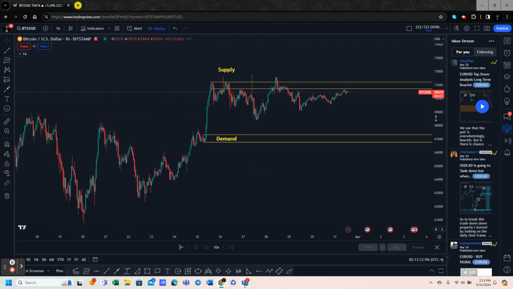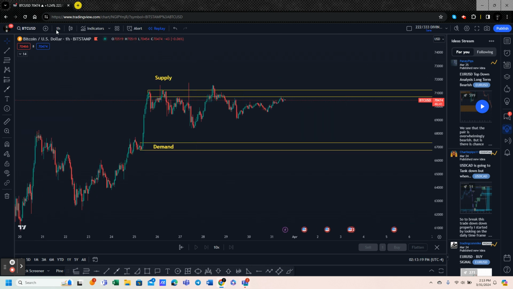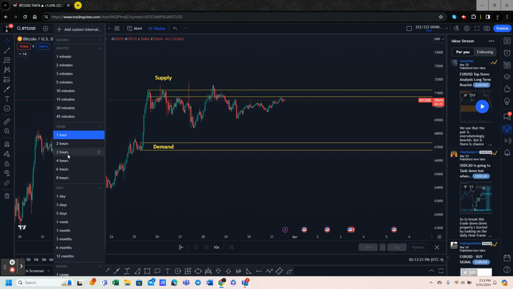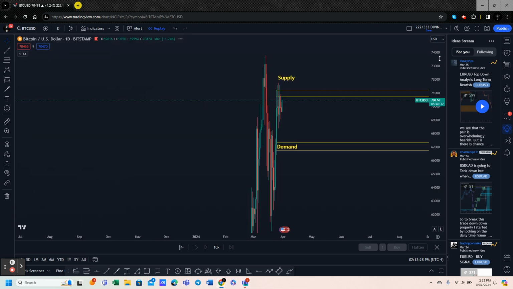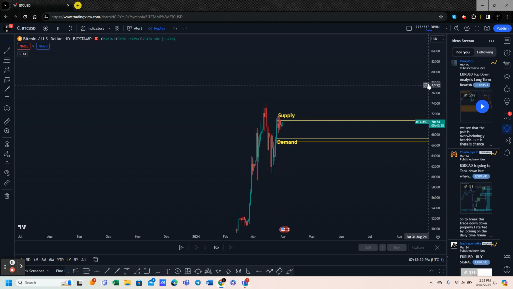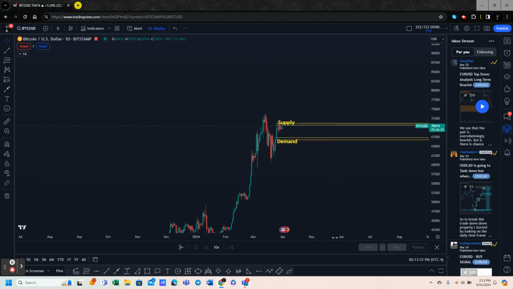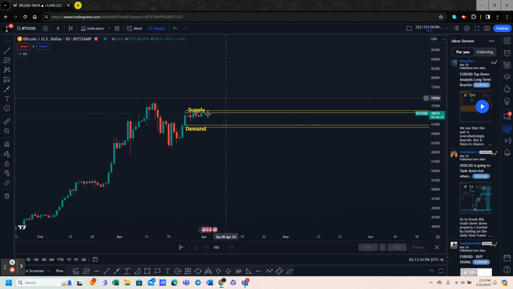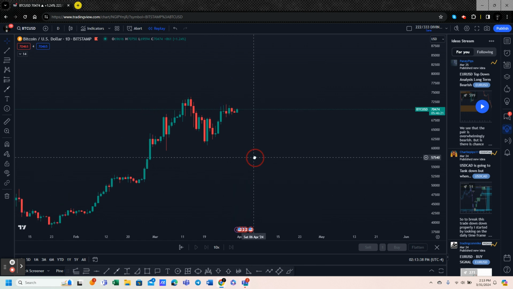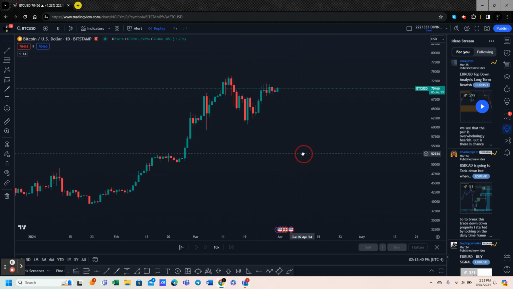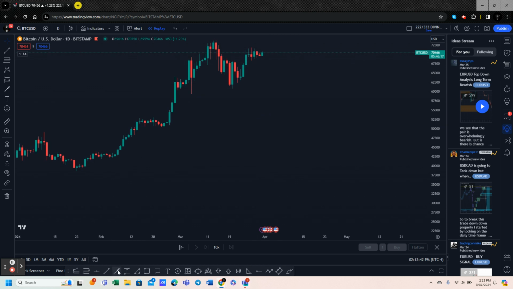But when you go on a lower time frame, you're going to have more of these on your chart. That's why we really want to do our supply and demand zones from either the 4-hour up to the daily. So let's just start with the daily. That gives us a lot less noise on the chart. You see how it looks now. But let's take all this off.